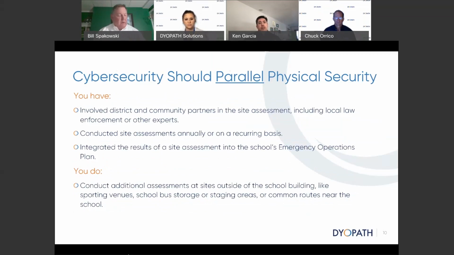One of the things we've seen over time is that schools do a great job with physical security. You need to parallel that physical security process and programs just like you would in the cyber world. You've involved many community partners in the assessment, including local law enforcement and other experts. You conduct site assessments annually and on a regular basis. You've got an integrated plan based off of those assessments for your emergency operation plan. And then more importantly, you conduct assessments in other areas of the school, whether it be the buses, the storage, the sports venues, and common routes near the school.